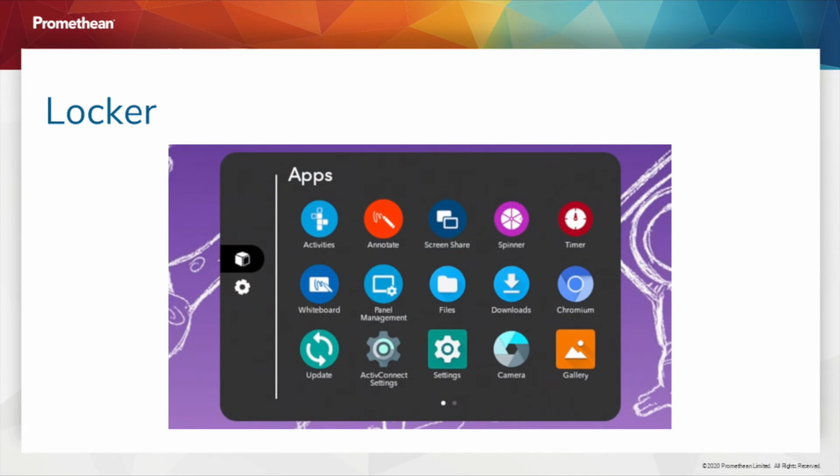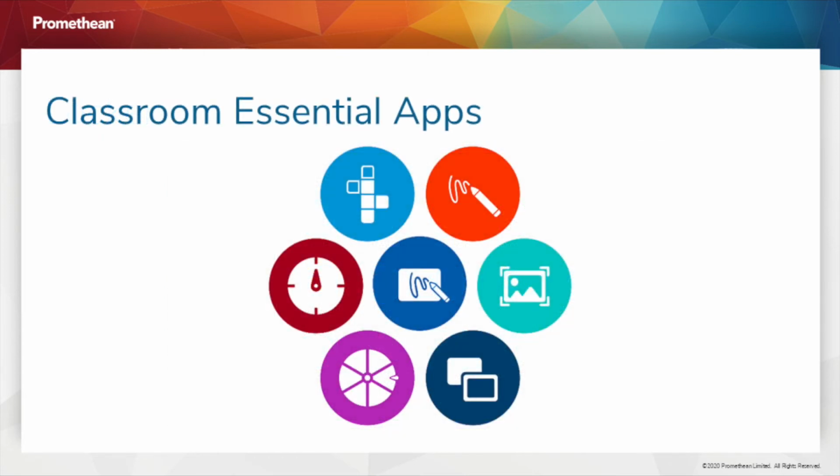To locate all of your favorite apps, tools, files, and settings in one location, select the locker icon from the unified menu. Promethean's classroom essential apps are pre-installed and the perfect supplements to your lessons, regardless of grade level or content area, including Annotate, Capture and Crop, Screen Share, Spinner, Timer, Activity Player, and Whiteboard. These apps were developed specifically from teacher feedback and are accessible from the unified menu and/or the locker.